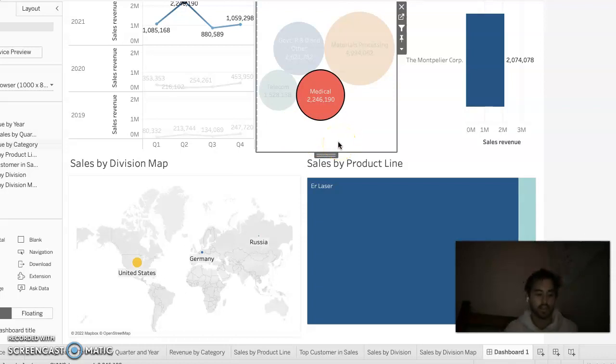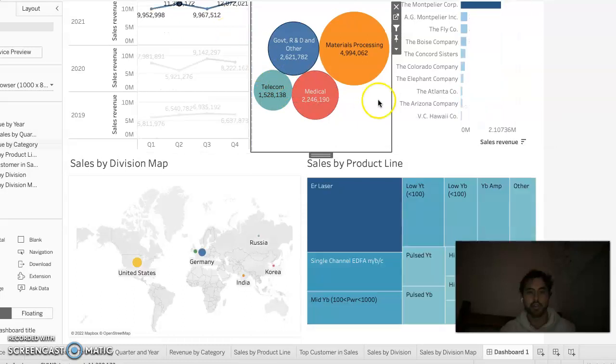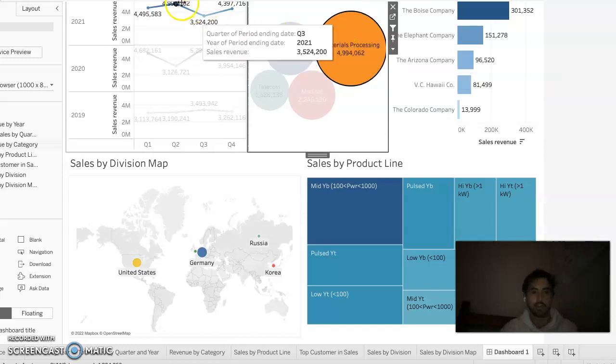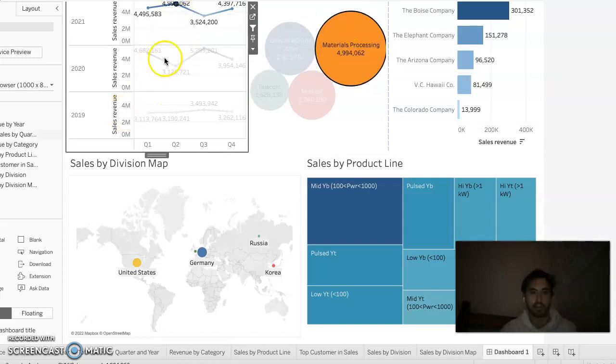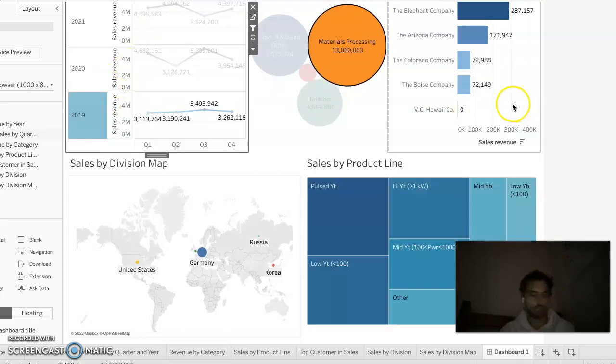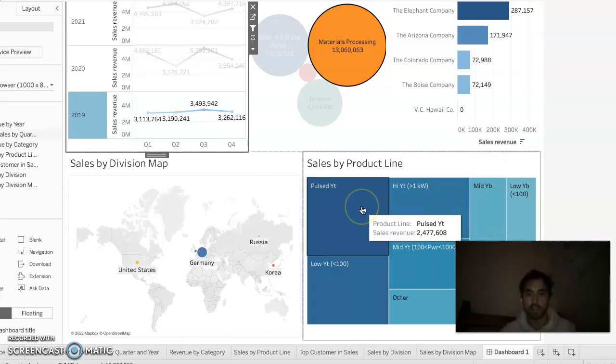Repeat that same thing for the product line with the highest sales in 2019 under the material processing category. So we know we need material processing, and we know we need the highest in 2019. So deselect 2021, select 2019, and you can see right here that the product line would be Pulse YT with a sales revenue of $2,477,608.